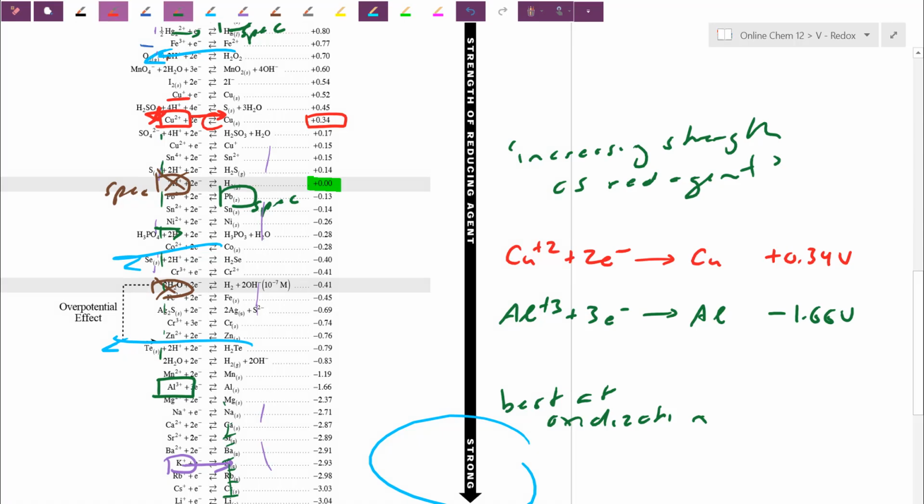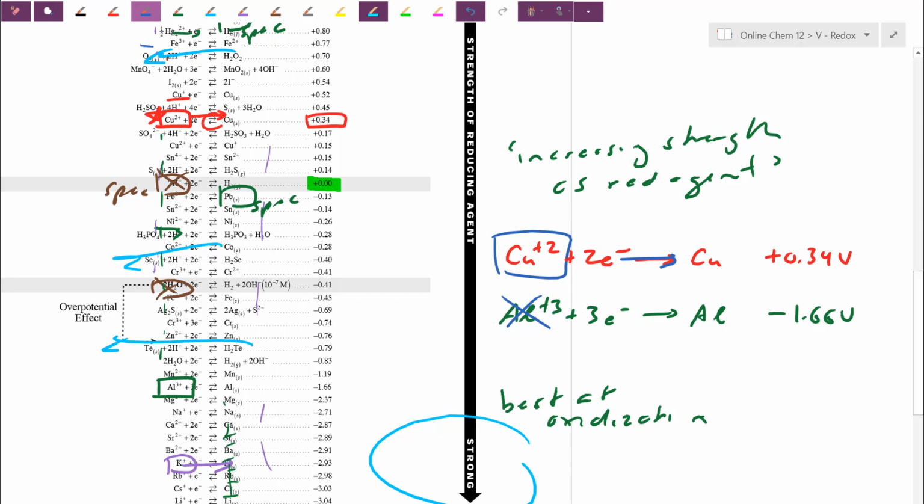But what we're saying here is, in the mixture, when we have both copper ions and aluminum ions, who's better at reducing? The copper plus 2, because it's higher on the left, is actually better at reducing. This guy gets to do the reducing. Aluminum is out of luck, can't do anything.